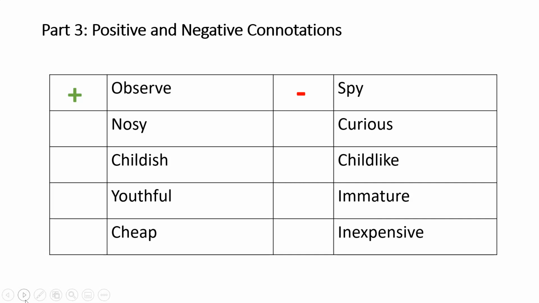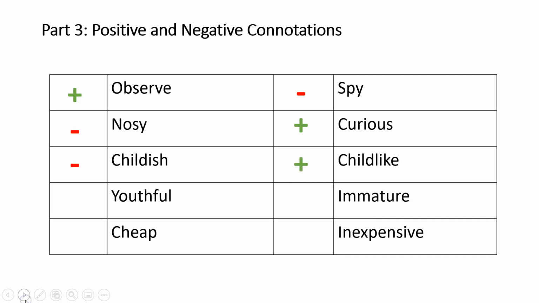If you are spying on somebody, it might seem like you're doing something wrong, whereas if you're observing somebody, that doesn't sound like you're doing something wrong or bad. Between nosy and curious, nosy has a more negative connotation and curious has a more positive connotation. When you are being nosy, it's like there's something wrong with that or that's not a good thing to do, whereas being curious can be a good thing to do.